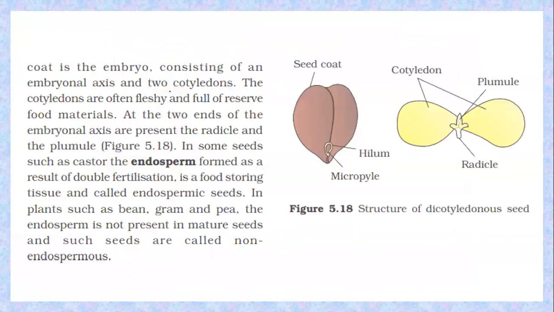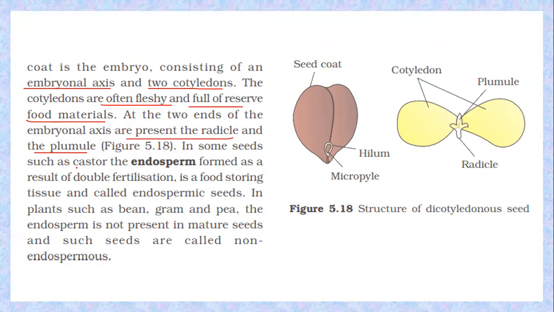So two cotyledons and an embryonal axis are seen in a dicot plant. The cotyledons are often fleshy and full of reserve food materials. At the end of the embryonal axis are present the radicle and the plumule. The radicle will give rise to the future root and the plumule will give rise to the future shoot.